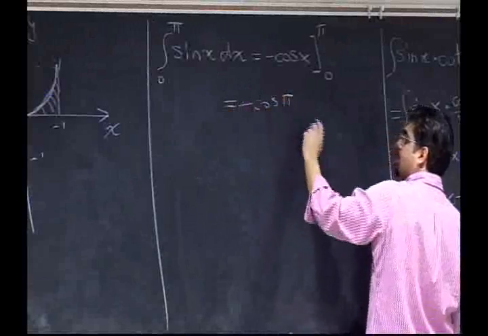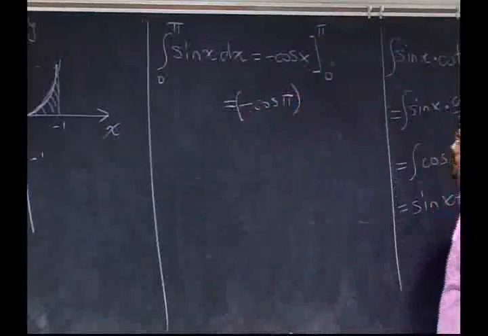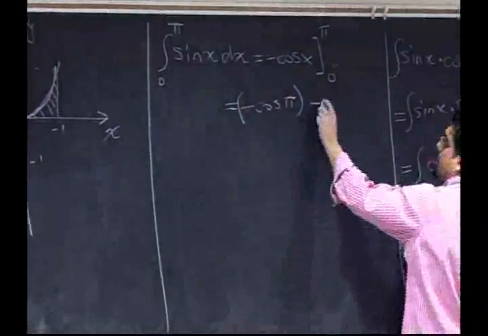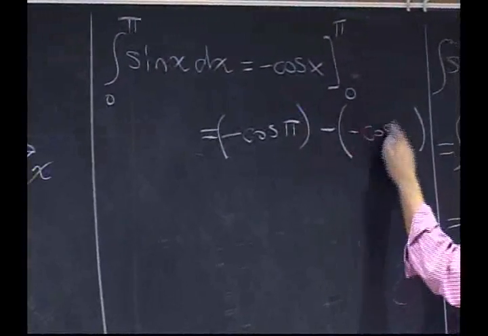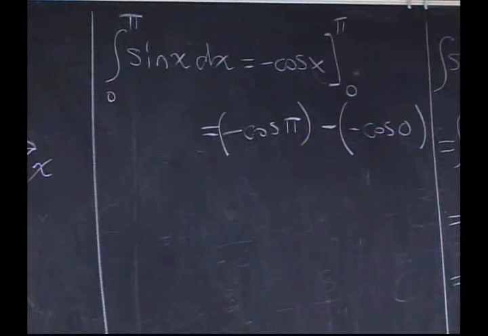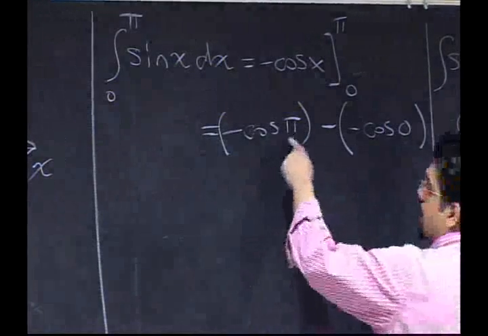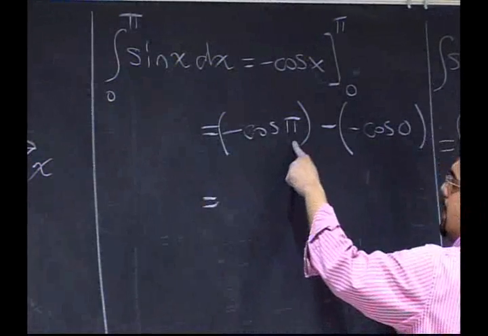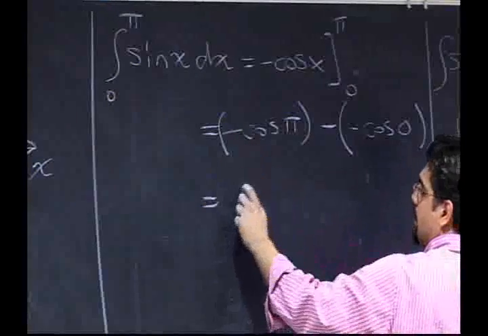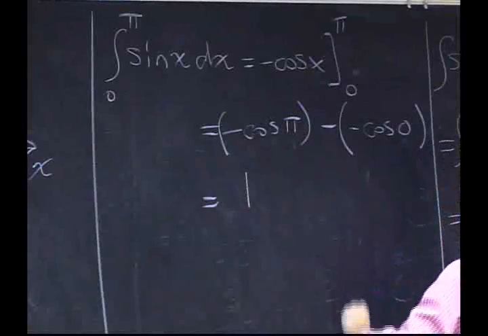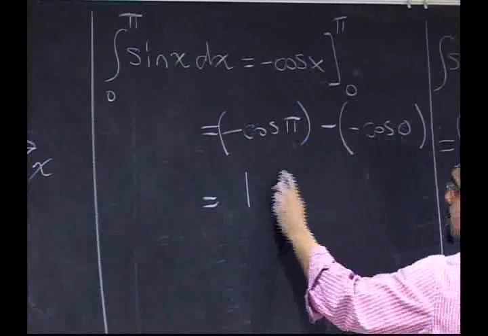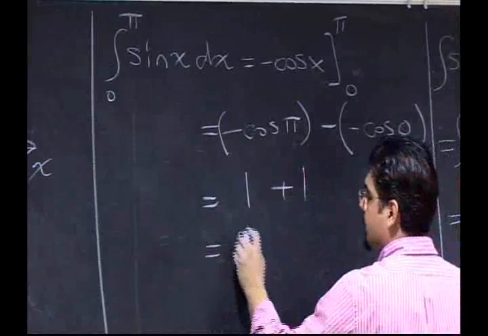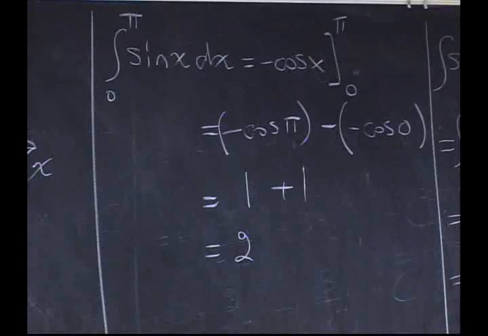Negative cosine of pi is the function evaluated at pi minus the function evaluated at 0, which is negative cosine 0. Now what is cosine pi? It's negative 1, and times negative is positive 1. Minus minus 1 is plus 1. So that's equal to 2.